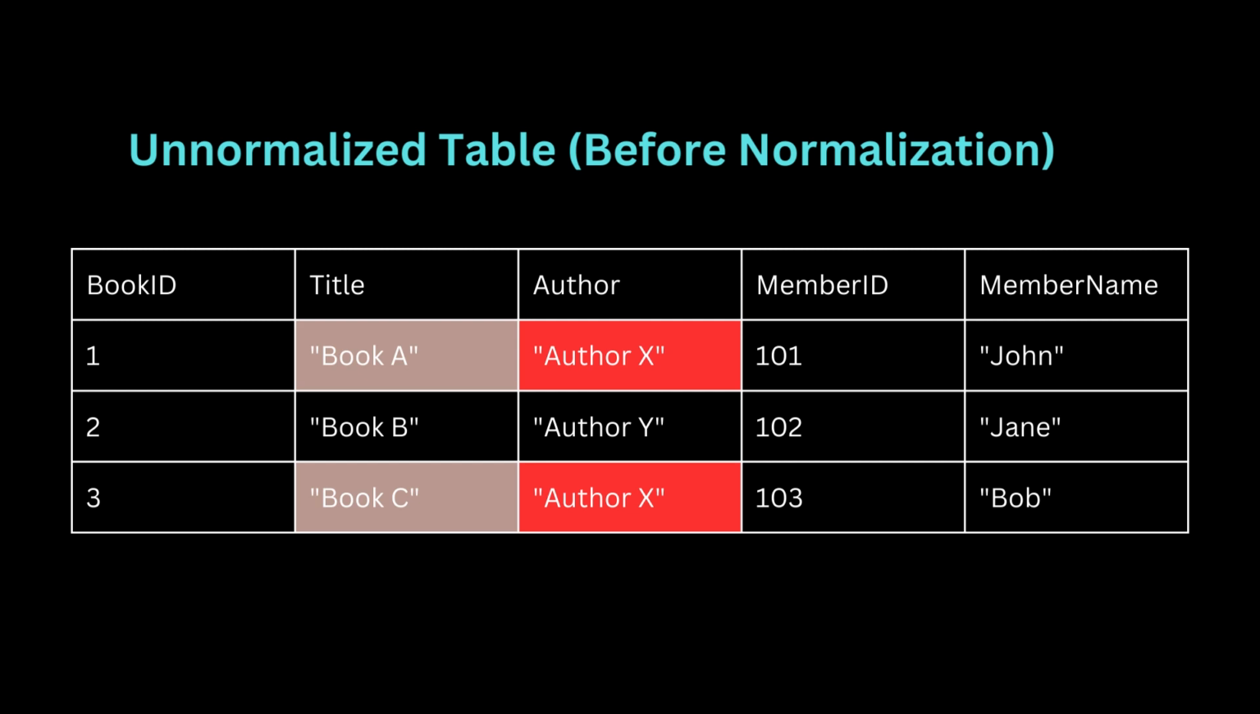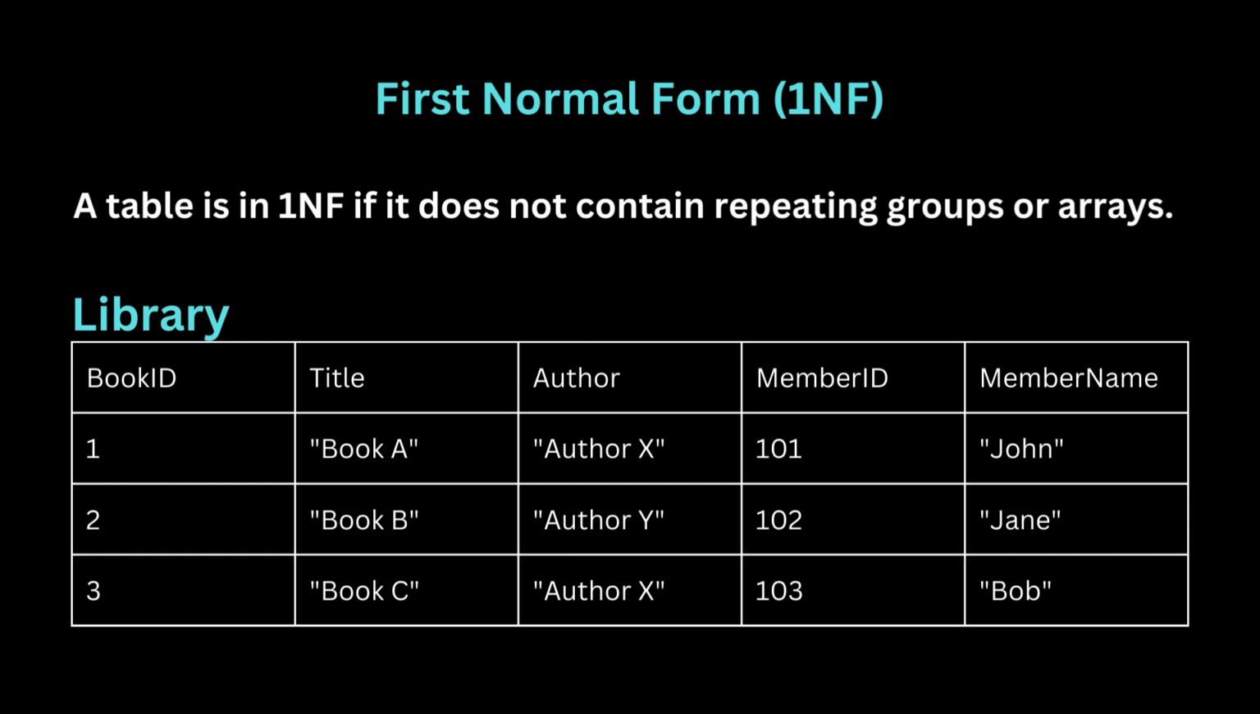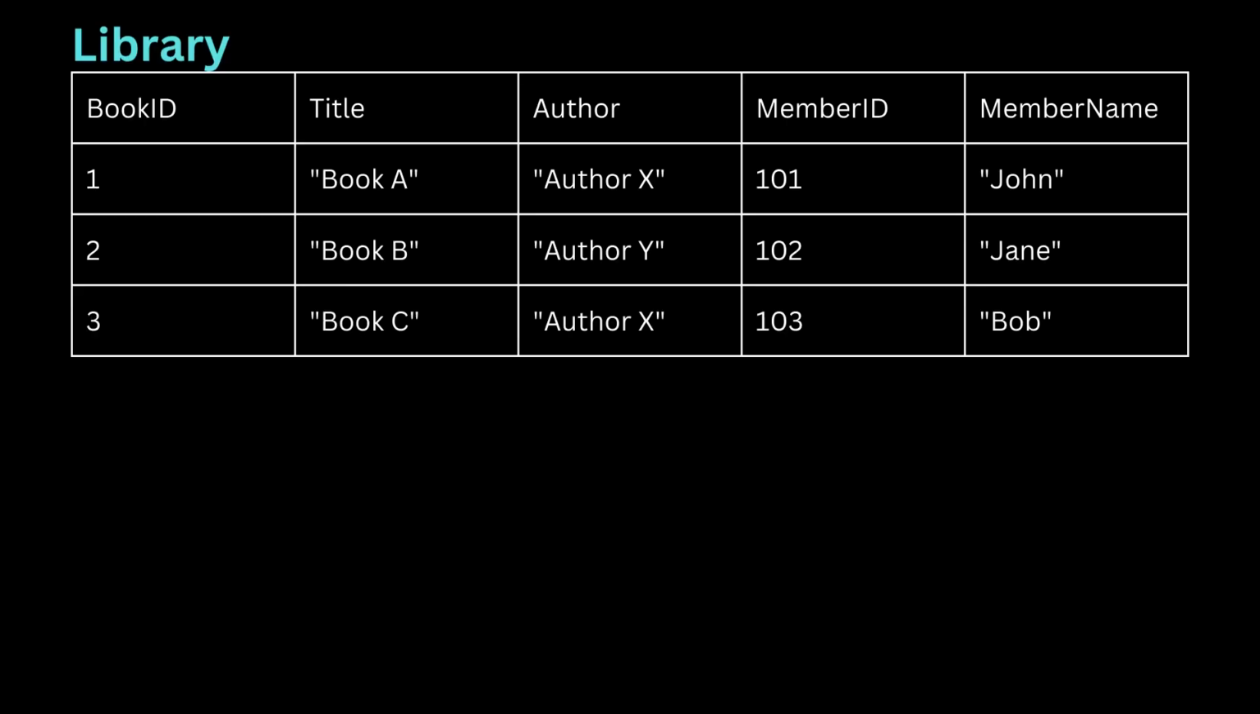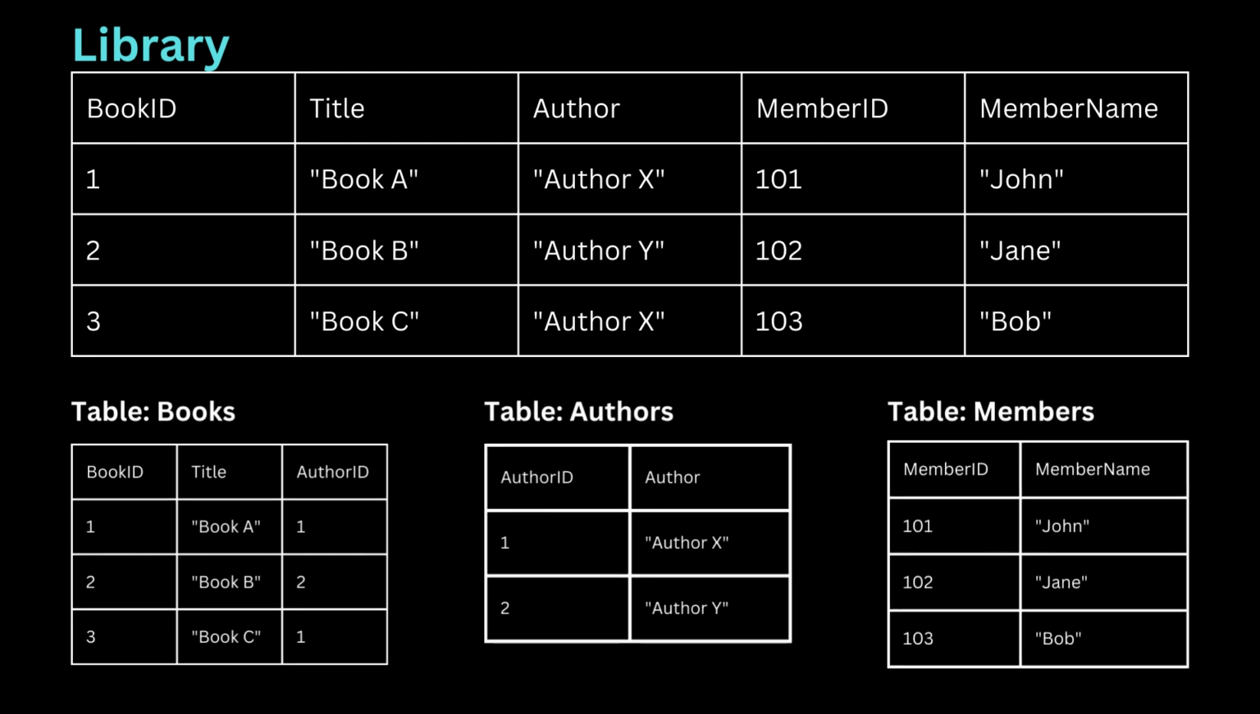To normalize this data, we'll follow these steps. Step 1. First normal form. A table is in first normal form if it does not contain repeating groups. To achieve first normal form, we split the library table into 3 separate tables: books, authors, and members.